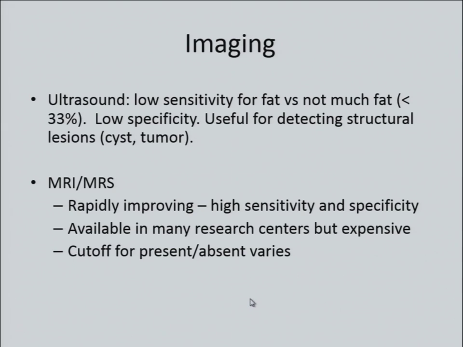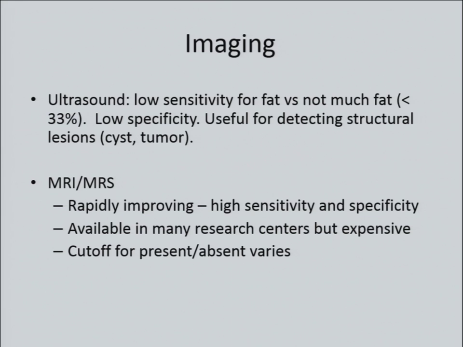So ultrasound. This is a little bit of a tricky one because it's something that we've all been used to sending routinely, but unfortunately the studies show that it has very low sensitivity for fat versus not much fat. So if the fat level in the liver is low, less than 30%, 33% in some studies, then the ultrasound has very low sensitivity. In other words, it will miss it. It's also not very specific.